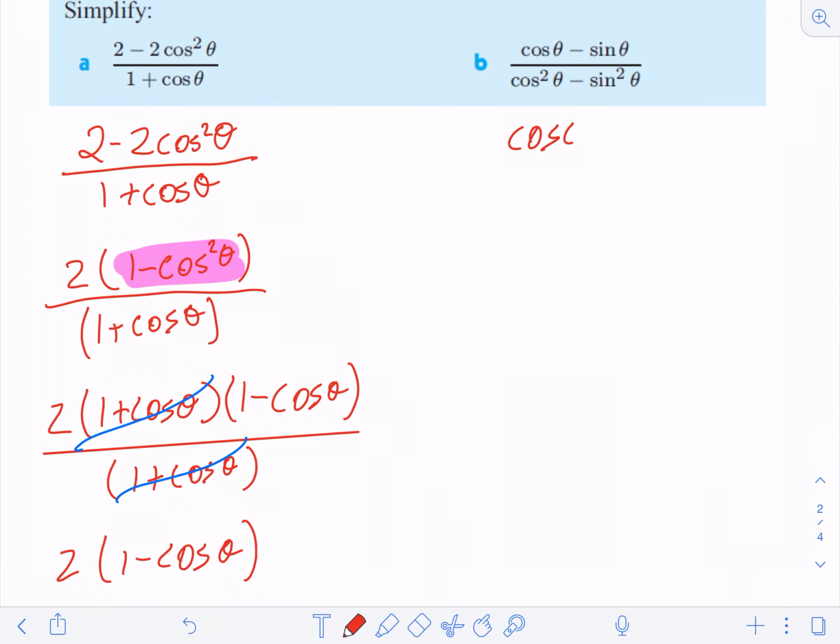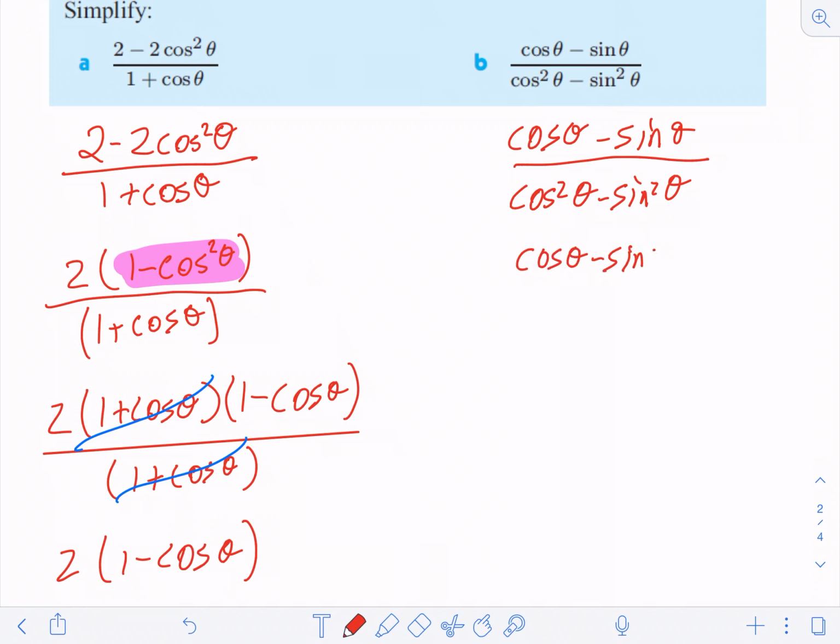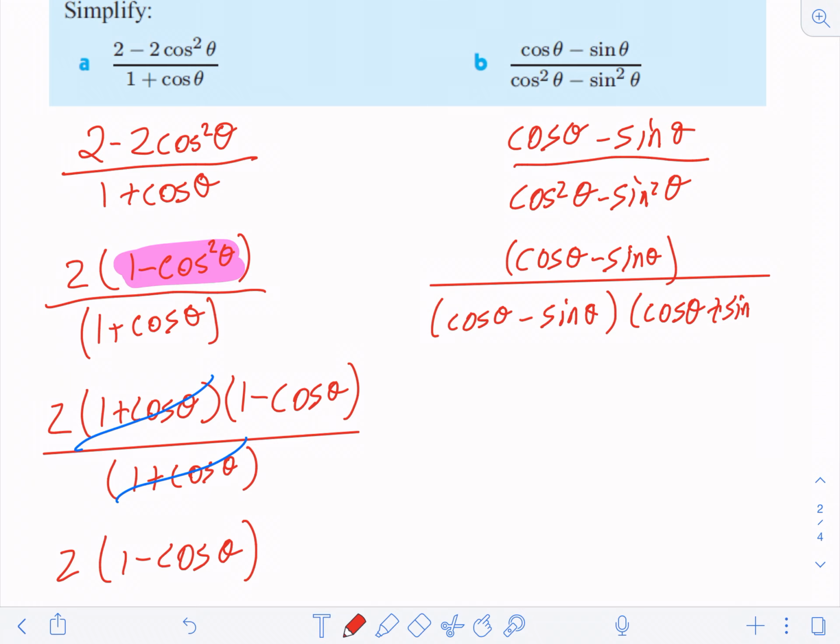I've got cosine theta minus sine theta over cosine squared theta minus sine squared theta. So the top really can't factor. I can't factor anything in the numerator, but the bottom, that's one we just looked at. That's a difference of squares, right? So let's rewrite this. So cosine theta minus sine theta, that can't simplify, but on the bottom, I'm going to have a difference of squares. Cosine theta minus sine theta and cosine theta plus sine theta.